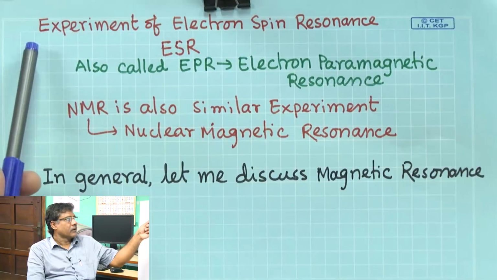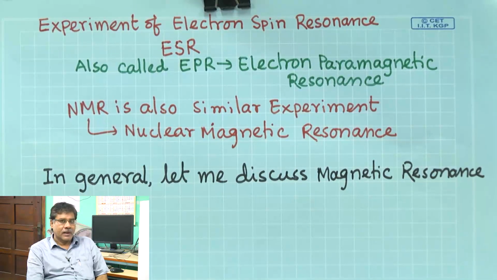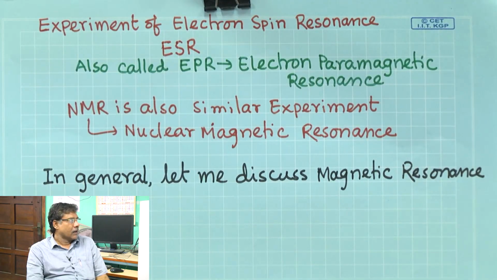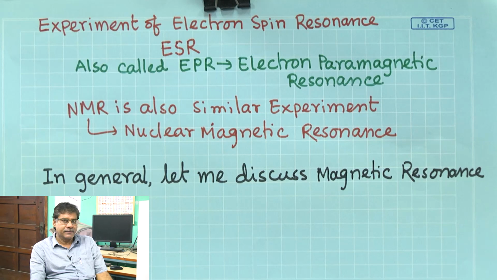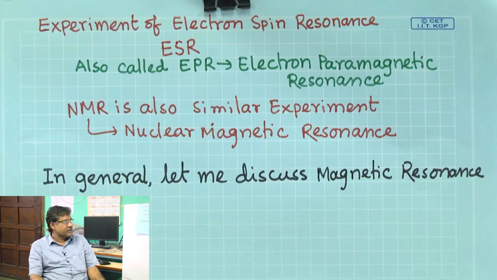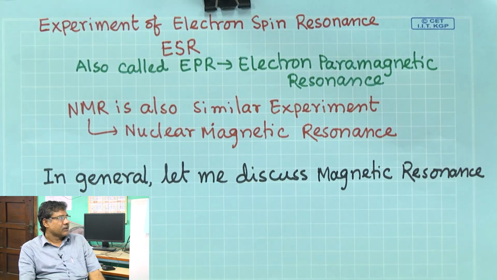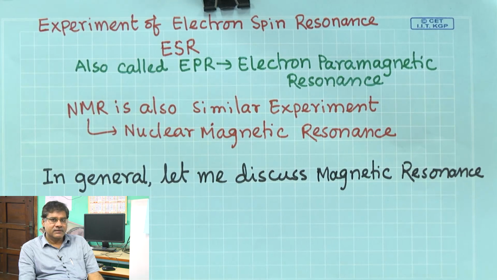So, today I will discuss the experiment of electron spin resonance. Electron spin resonance is ESR. It is also called EPR, electron paramagnetic resonance. Both are basically the same. NMR is also a similar type of experiment. NMR is nuclear magnetic resonance. So, it is basically a magnetic resonance.